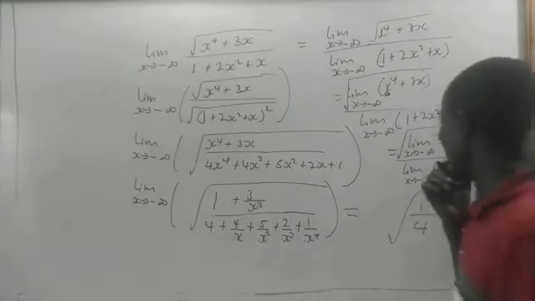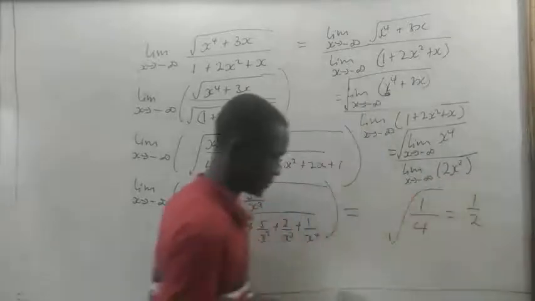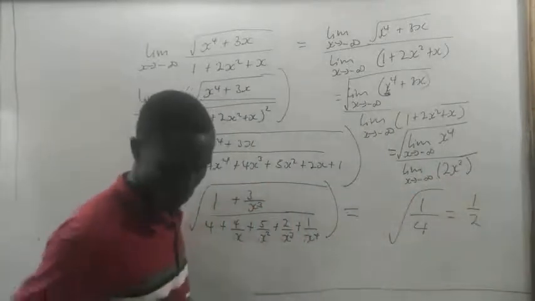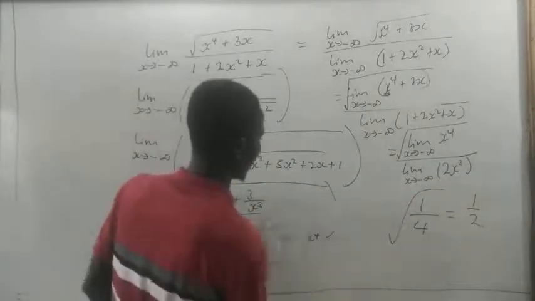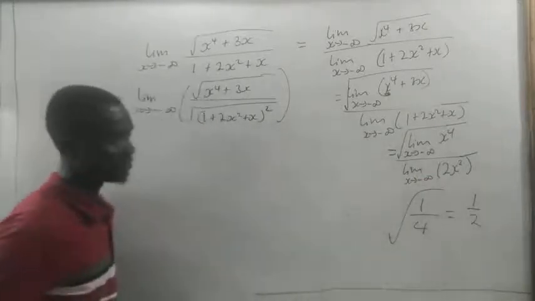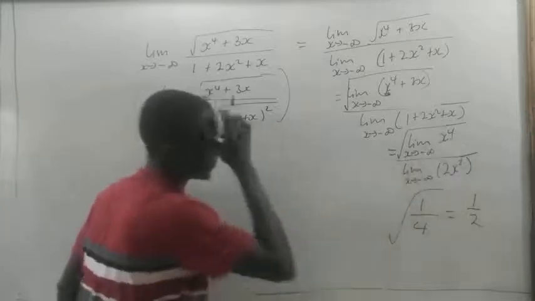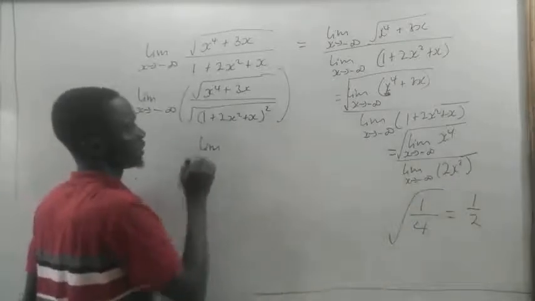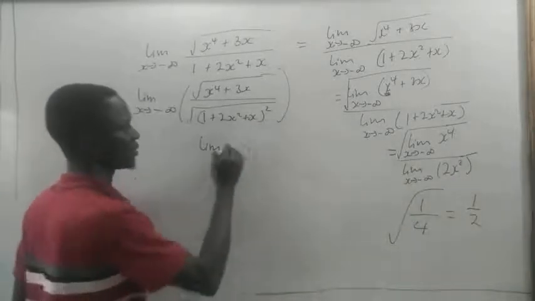So now let's deal with that. So here, what are we going to get? Let's see if we still get 1 divided by 2. So you can solve this using this approach. So this one will give us the limit.